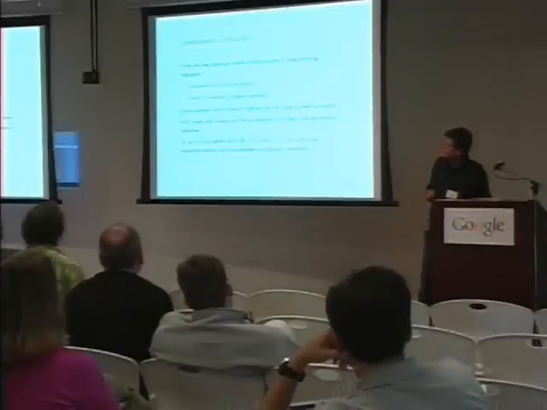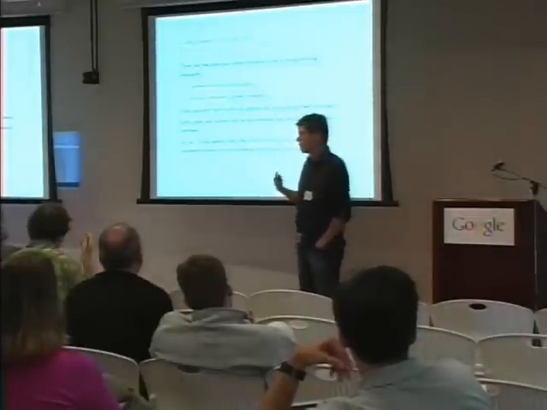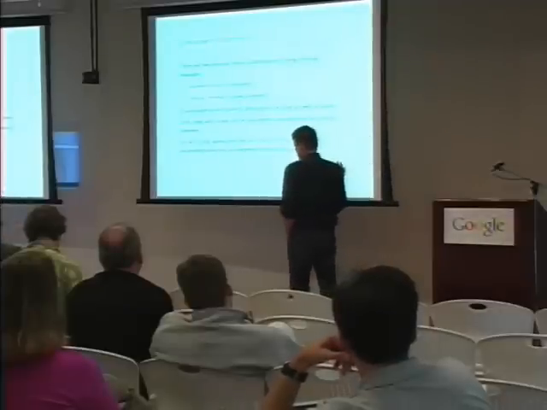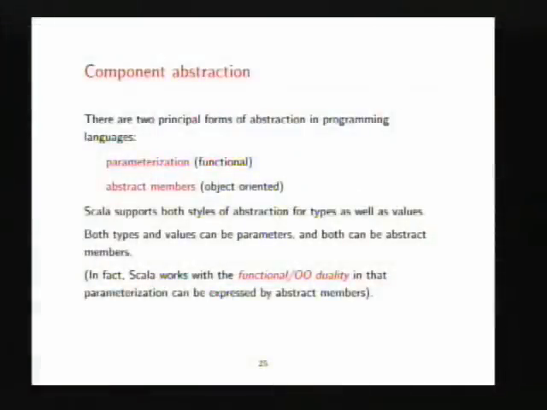OK, so if we look at how to express components, or how to abstract over components, I think in any programming language there are two fundamental ways to abstract over things. One is functional, the other is object-oriented. The functional way would be to use a parameter: you don't know what it depends on, so you parameterize it. The object-oriented way would be to use an abstract member, just postulate it as a member in the class.